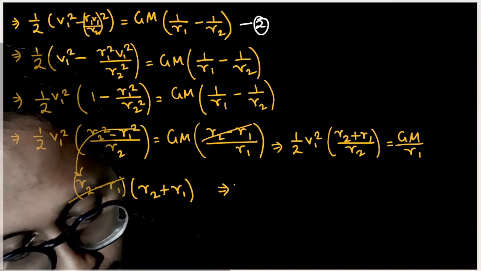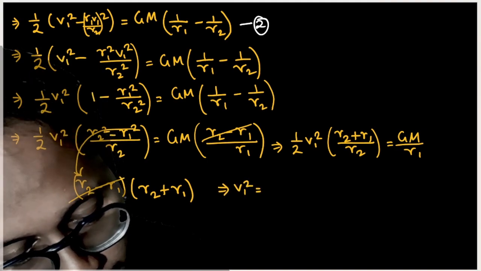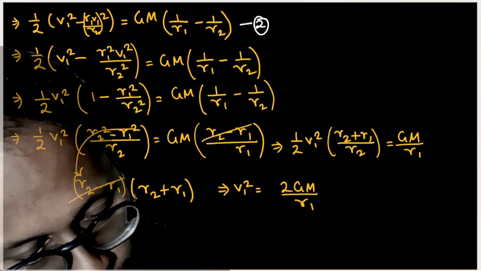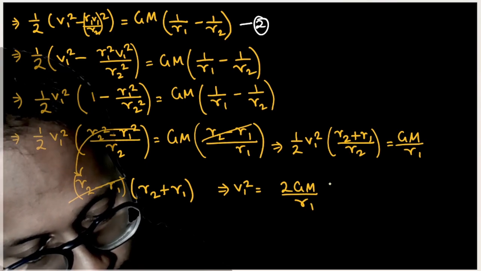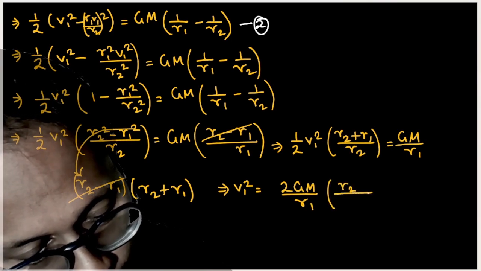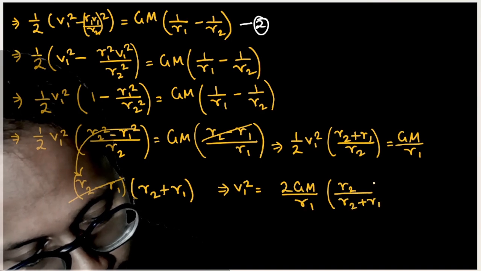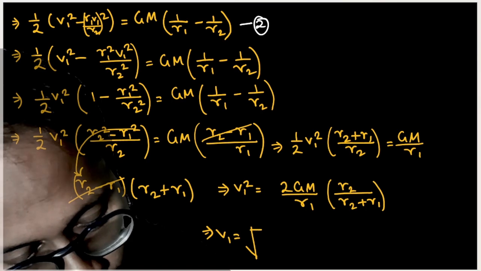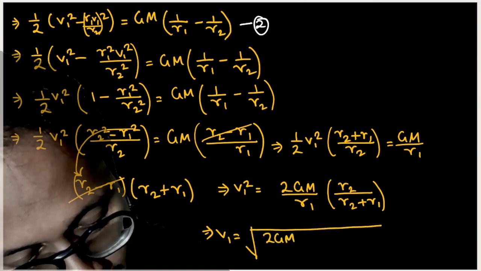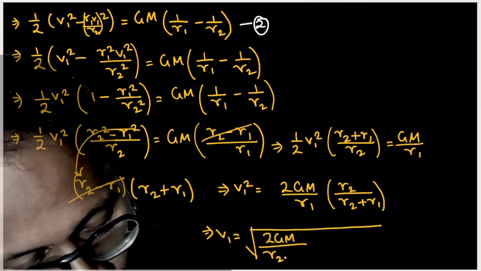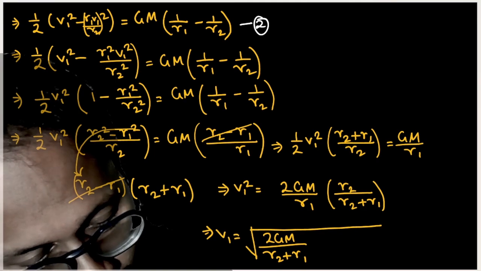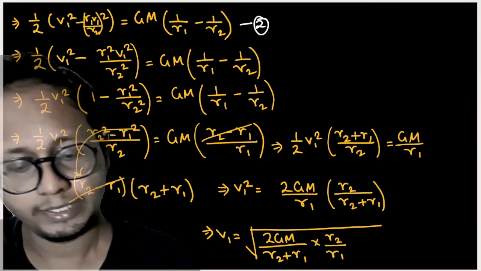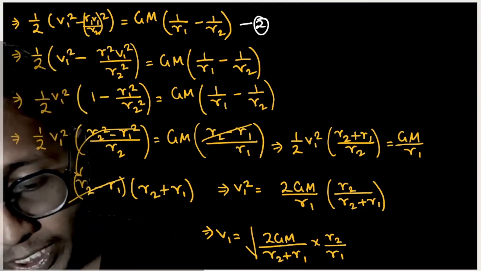Fair and fine. What do I need to find out? I need to find out the velocity. So v1 square is equal to 2 GM by r1 into r2 by r2 plus r1. Or v1 is equal to under root of 2 GM by r2 plus r1 into r2 by r1. Okay, this is my velocity.